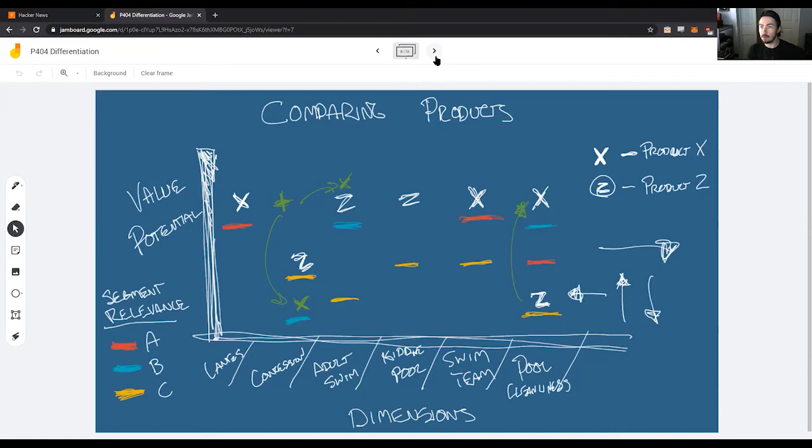We're going to add a new dimension that is relevant and nobody solves. We're going to reduce or remove a dimension that is irrelevant. We're going to increase or decrease, right?